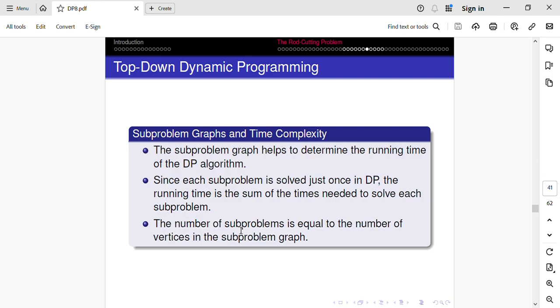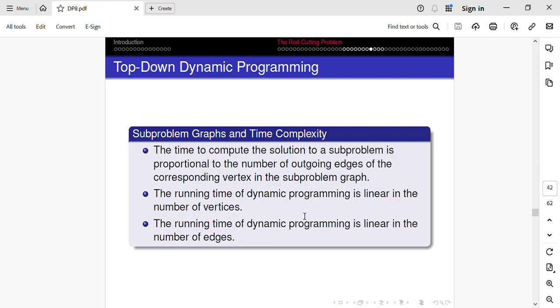The subproblem graph is useful for determining the running time of the DP algorithm. We know that in DP algorithm each subproblem is solved just once, not more than once. So the total runtime of the DP algorithm is the sum of the times needed to solve each of the subproblems, and the total number of subproblems is equal to the number of vertices in the subproblem graph. And the time to compute a solution of a subproblem is proportional to the number of outgoing edges of the corresponding vertex in the subproblem graph.